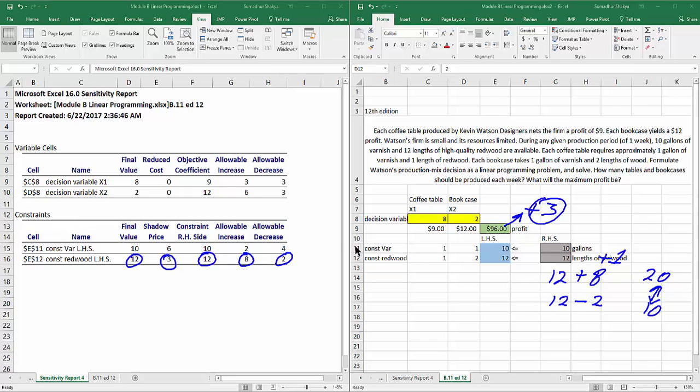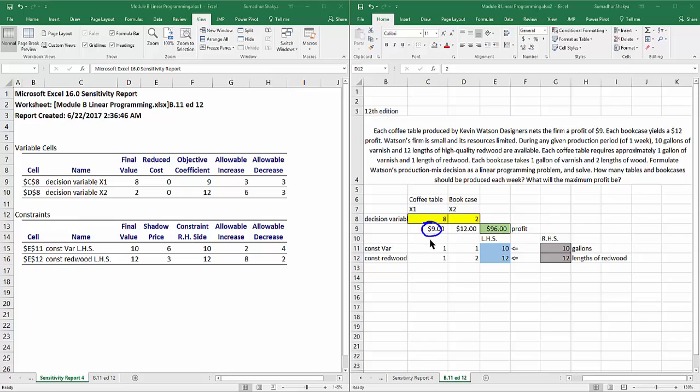Now you will also notice that our reduced costs are 0 in this one. And if you were to change the coefficients, which are the $9 and $12, again this is only when we change one thing at a time. So if we were to change this price of $9, we can still stick with the combination of 8 and 2 and we'll still have a feasible solution under the circumstances wherein this one stays 10 gallons, this one stays 12 lengths of redwood, such that the price of this $9 can be increased.